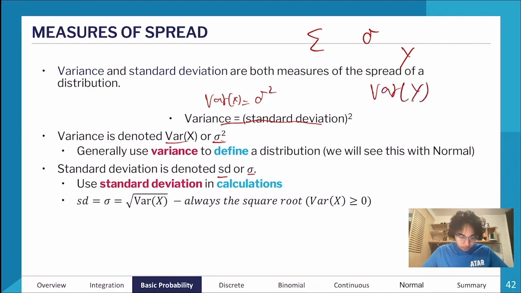Okay. And standard deviation is SD or sigma. So standard deviation is always the square root of variance. That says that variance must always be greater than or equal to 0, right? Because we can't take the square root of a negative number in methods.